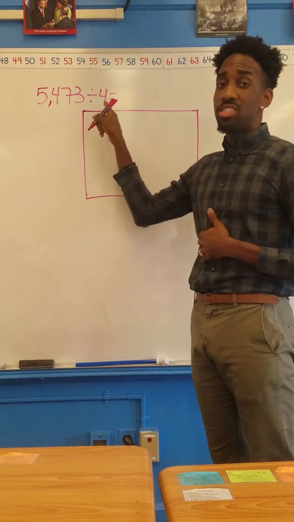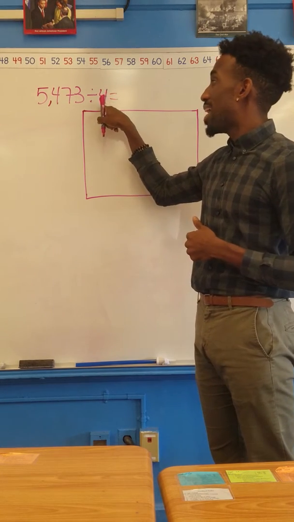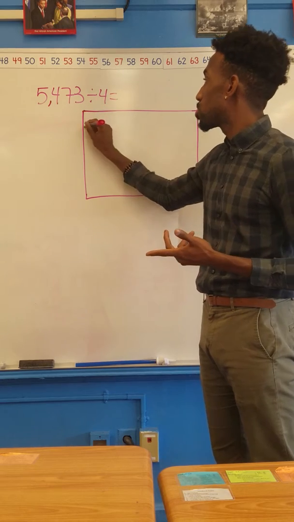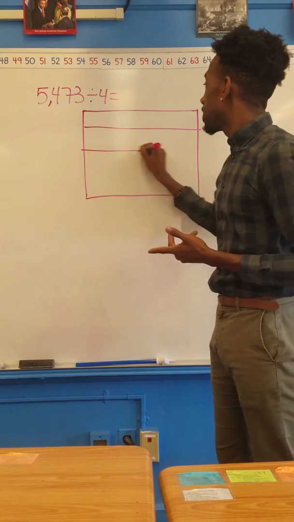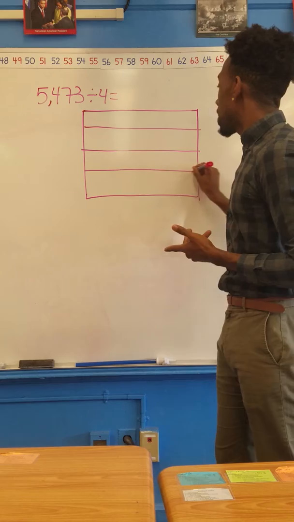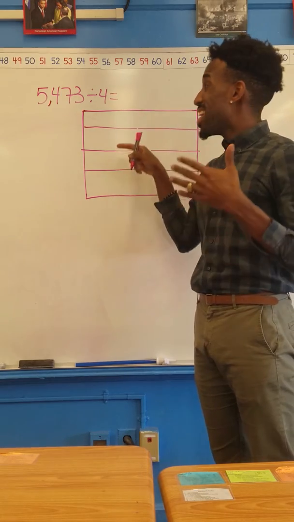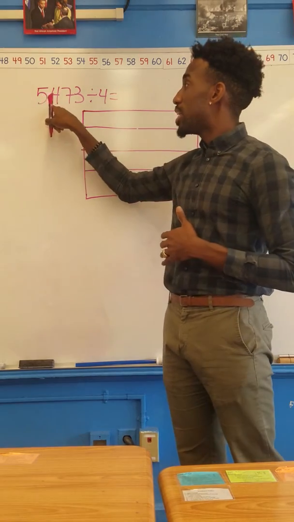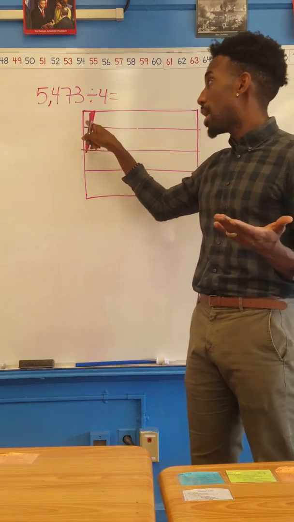And I'm going to separate it into the amount of groups. This is my divisor. It tells me that we have 4 groups. So I'm going to quickly divide this whole thing up into 4 groups. Now I need to represent my total dividend with place value blocks.